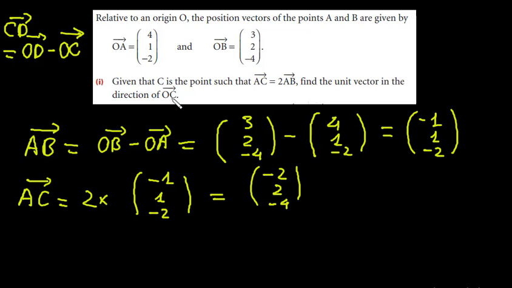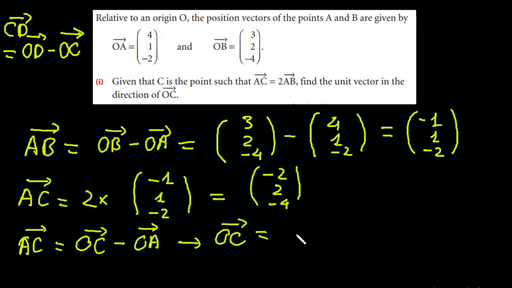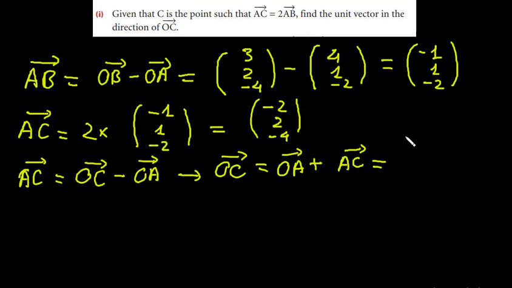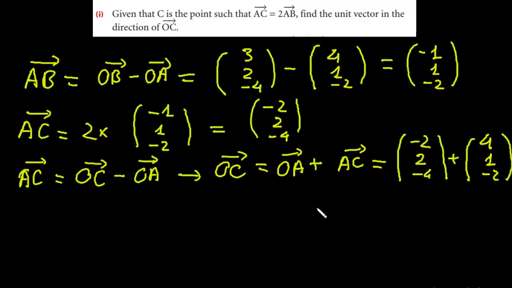Okay. And now we have AC. Is there any relationship between AC and OC? We know that AC equals OC minus OA. And now we have OA and AC, so we can calculate OC equal to OA plus AC, which is AC equal to minus 2, 2 and minus 4 plus OA, which is 4, 1 and minus 2, and we have the result equal to 2, 3 and minus 6.